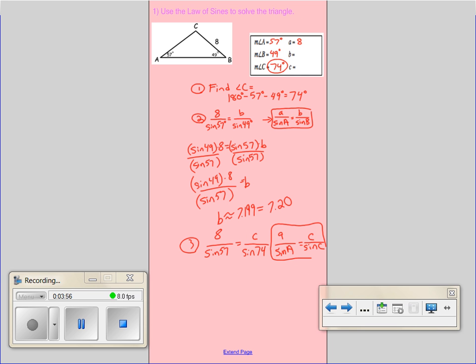Similar to the last problem, we would end up here with c equal to sine 74 times 8 divided by sine 57. And we find that c is equal to 9.17. And we found b up there. Okay, that's the law of sines.